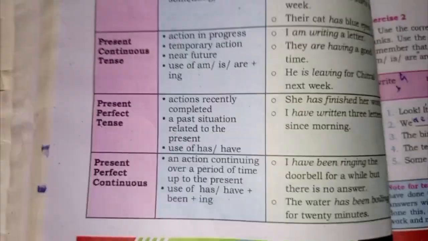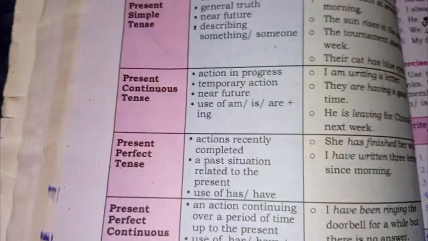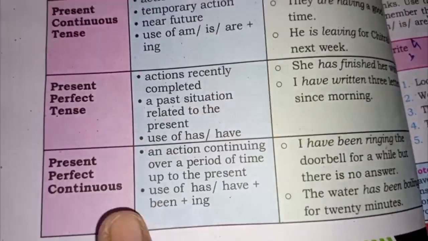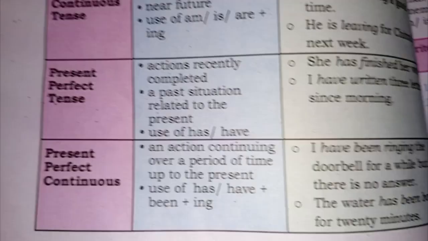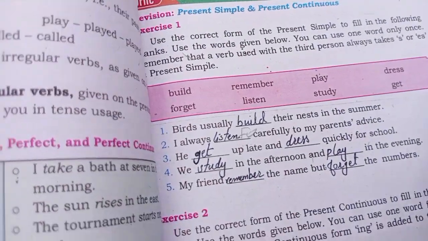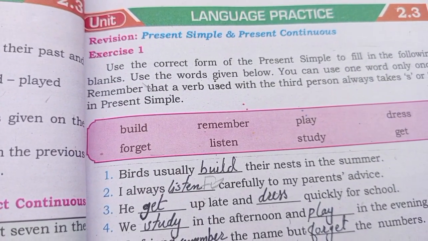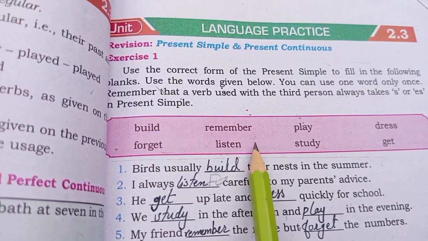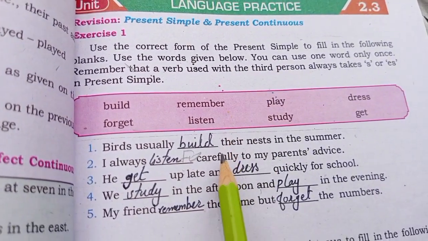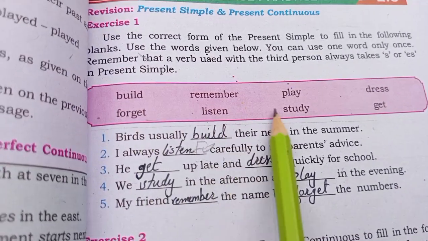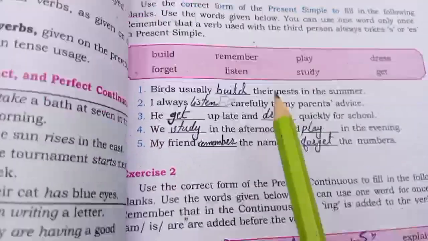Now come to the point of the present perfect continuous tense, where you are looking at the heading present perfect continuous tense. So now I will solve exercise 1 of unit 2.3 here. You have to fill these blanks according to the present simple tense. In these blanks the words are build, remember, play, trust, forget, listen, study, get.